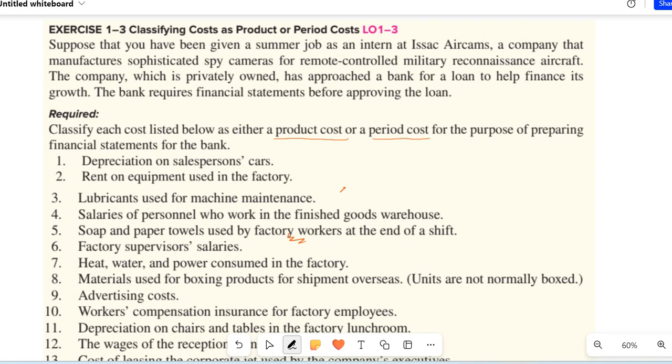So depreciation on salesperson cost. This doesn't involve any production. So this is period cost. Rent on equipment used in a factory. It's a product cost because it's used in a factory. Lubricant used for machine maintenance. These machines are used for the production. That's why it's a product cost.